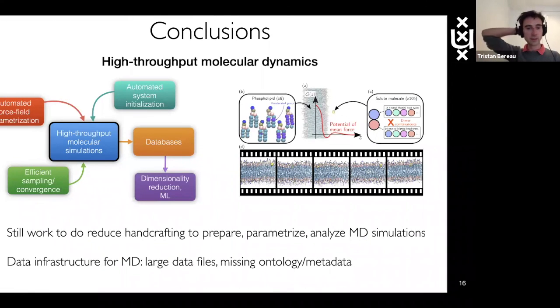All right, so I'm at the end. I think there's still a lot of work to be done to reduce a lot of the handcrafting that's done to prepare, parameterize, and analyze molecular dynamics simulations. I think that's one reason why materials informatics hasn't caught up as much in the soft matter and biomolecular community. The other aspect is that the data infrastructure for molecular dynamics is still not there. So we suffer from having large data files, collections of snapshots, something that's still a little bit difficult to play with and requires a bit of adaptation from what's been developed in hard condensed matter and materials science. But I think there's a lot we can also learn from and use.